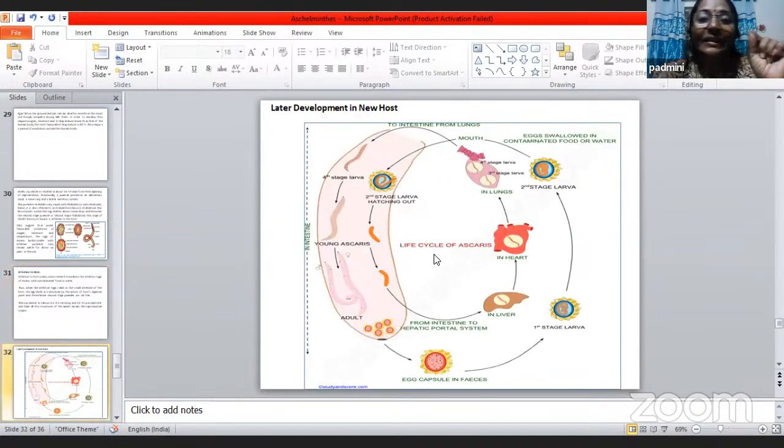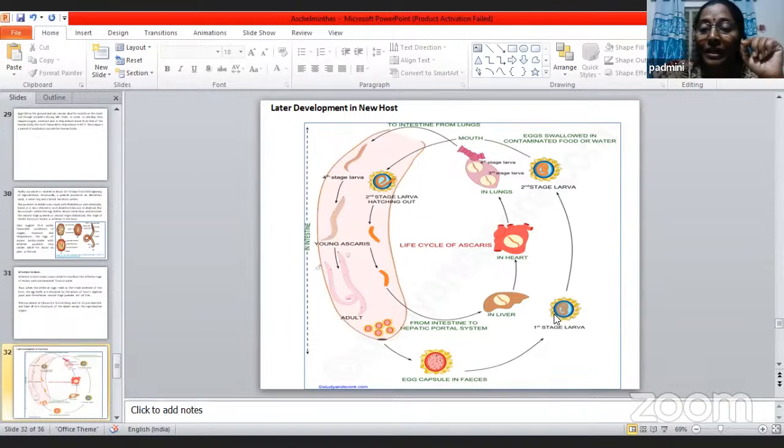They can't stay in the intestine for a long time, because they have to undergo two more larval stages, that is the third larval stage and the fourth larval stage. So what happens over here? If you can see in this picture, once the eggs are released from the intestine and thrown out in the feces, they go into the soil, and they develop by cleavage into a first stage larva.